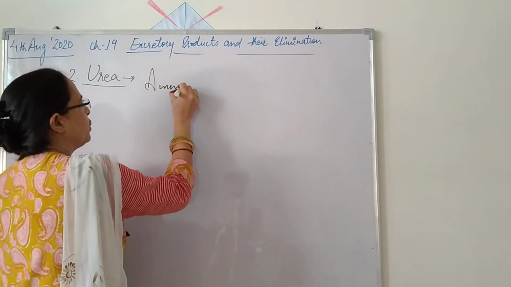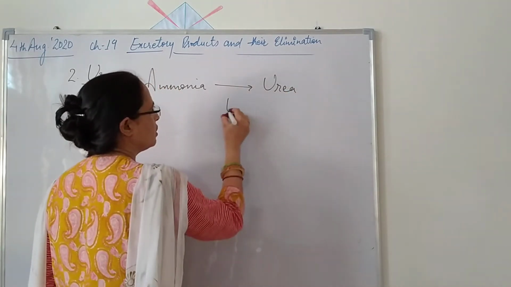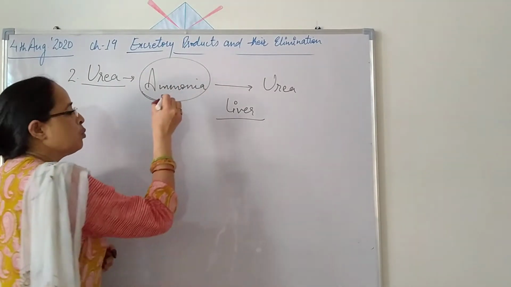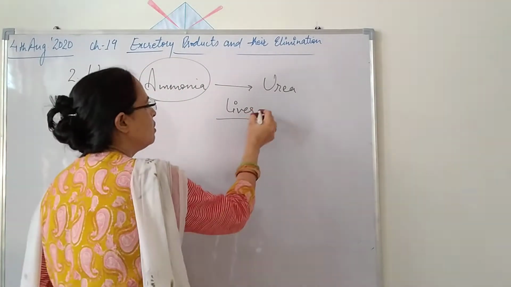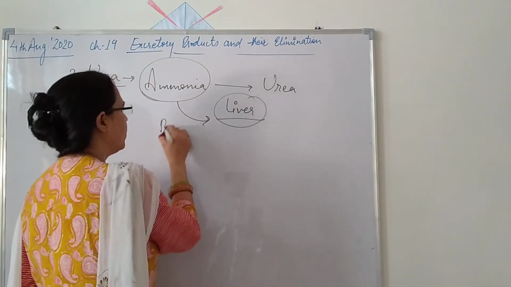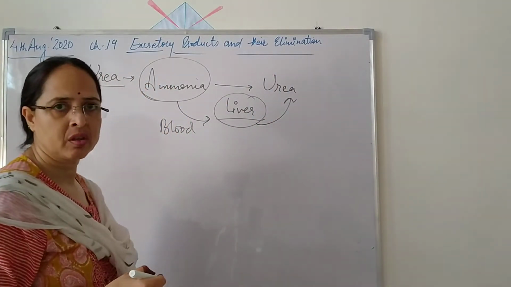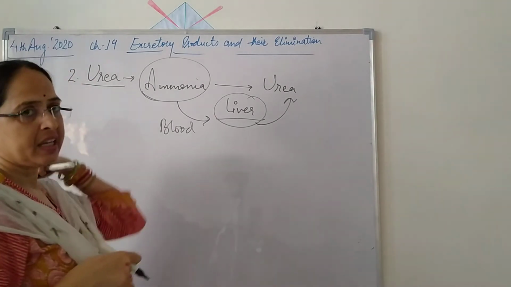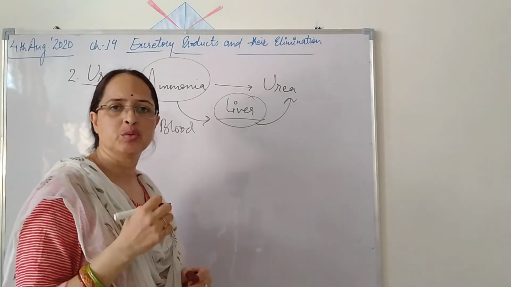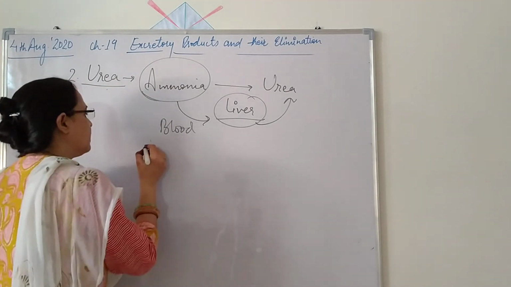Here ammonia is converted to urea, and this process occurs in the liver. In organisms, ammonia is carried to the liver through blood, and in the liver it is converted to urea. This urea is less toxic than ammonia and it does not require an excess amount of water. This is the waste product in terrestrial animals.